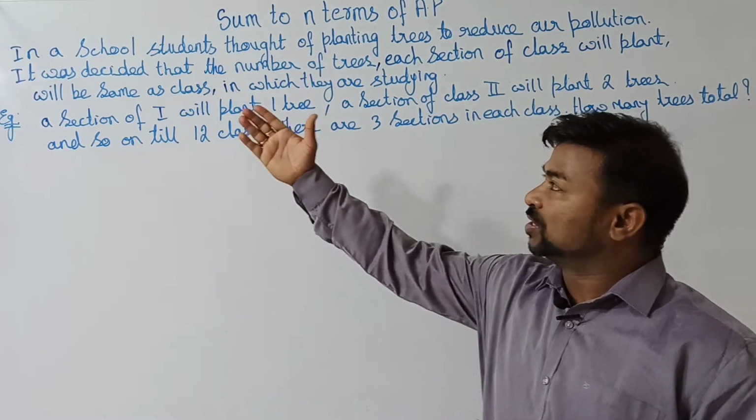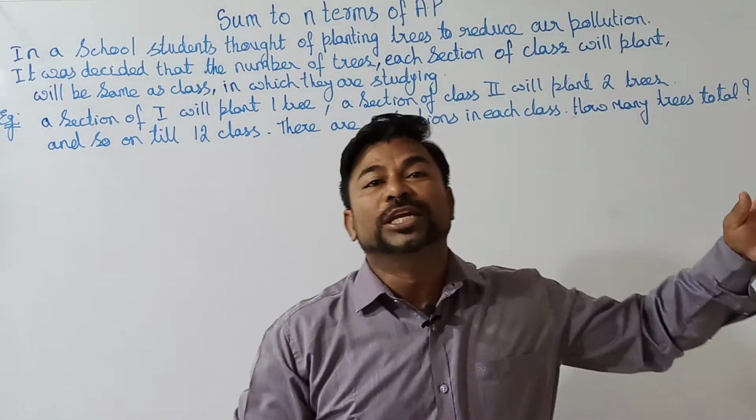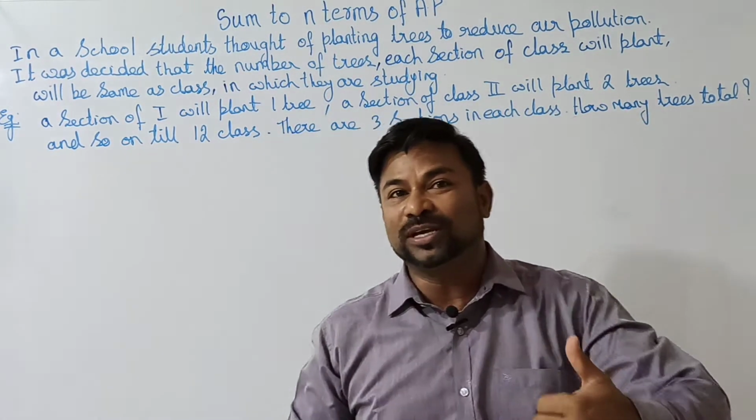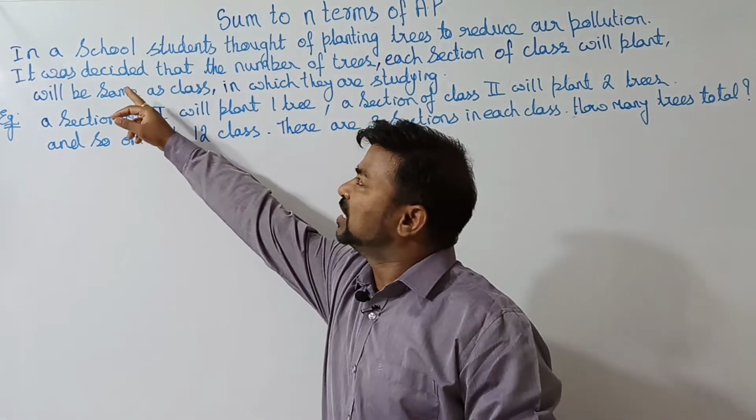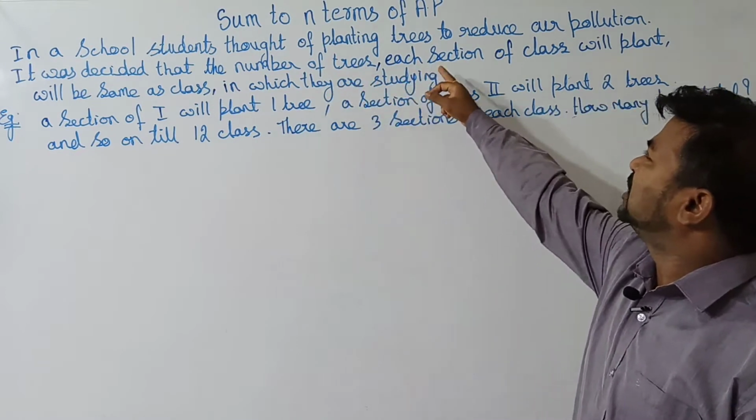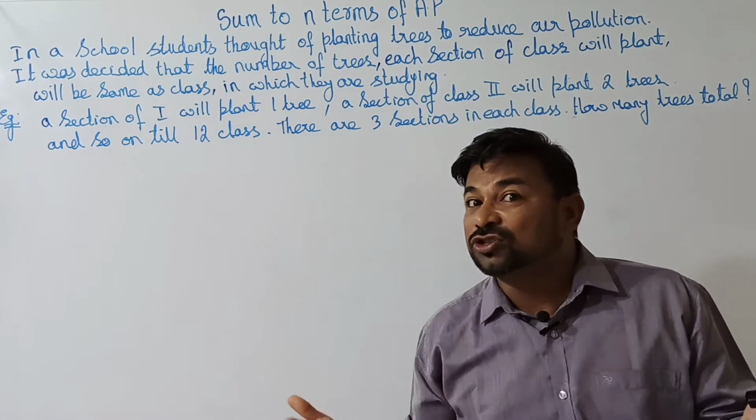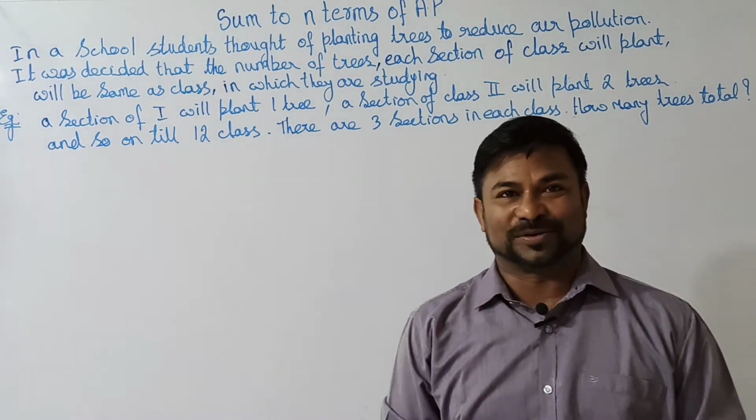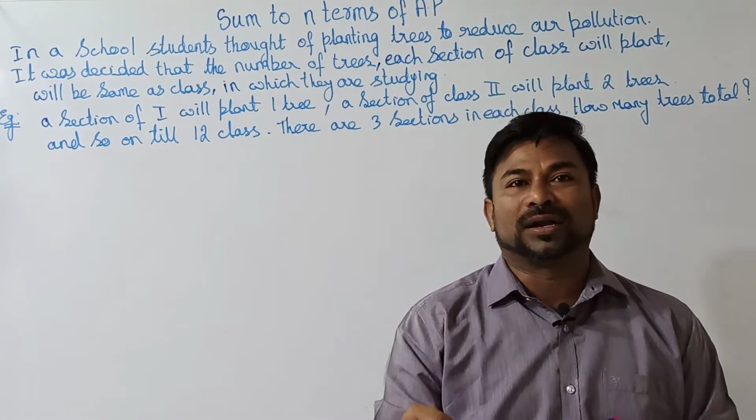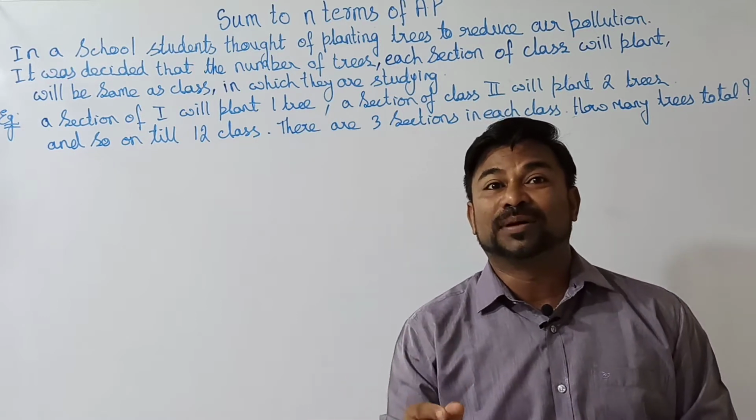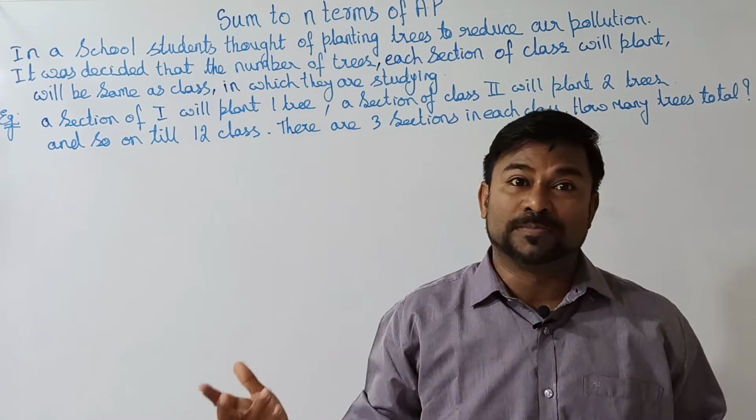So let's come back to the question. What does it say? In a school, students thought of planting trees to reduce the air pollution. Students are planning to plant trees to reduce the air pollution. Now it says it was decided that the number of trees each section of a class will plant will be the same as the class in which they are studying. Here comes the logic: the number of plants each class is going to plant is nothing but the class in which they are studying. That is the condition laid by the management.